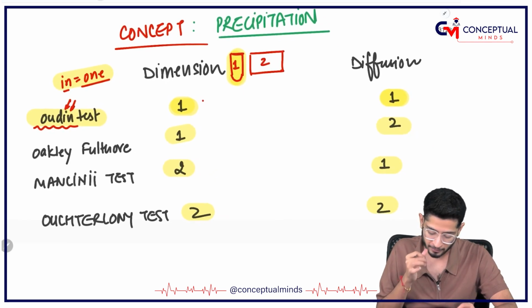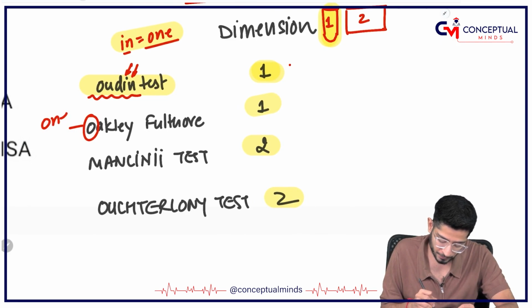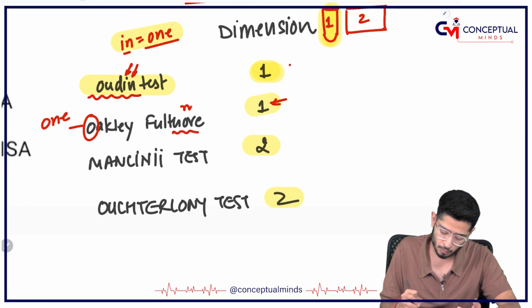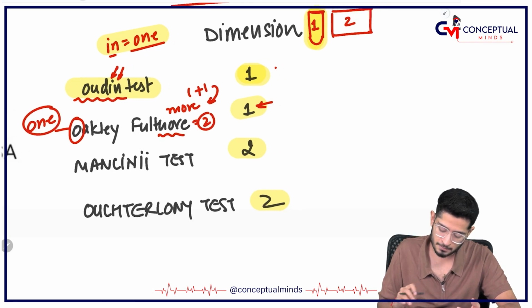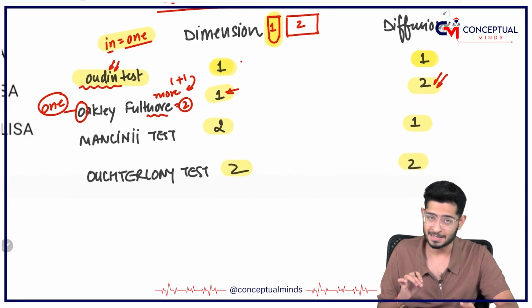Similarly, Oakley-Fulthorpe means O for 1, that means one dimension, and the second part is just like one more, so 1 plus 1, that is 2, so it is one dimension and 2 diffusion. Next one is going to be Mancini test.